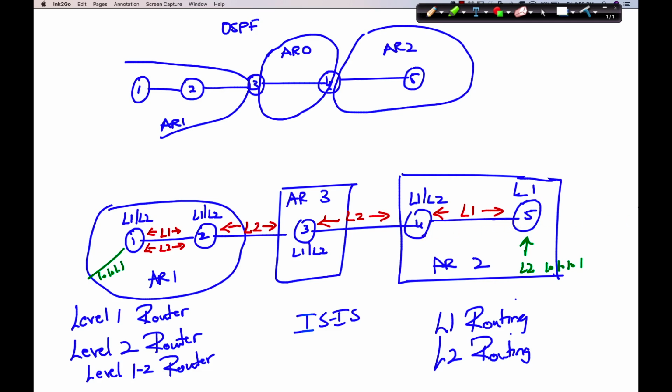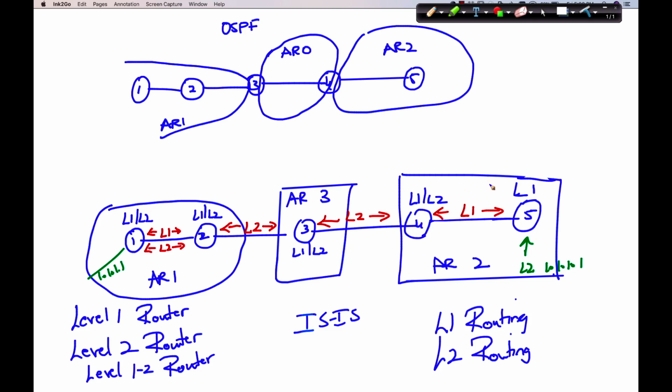Now in that case, what's going to happen? R1 sends an L1 and L2 update to R2. R2 will have in his routing table L1 because L1 is preferred over L2. R2 will send an L2 update to R3. R3 will have the route in his routing table as L2 only because he only has an L2 update. R3 will give it to R4 as an L2 update. He has the routes in his routing table as L2.